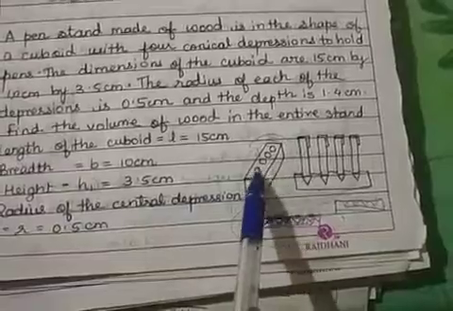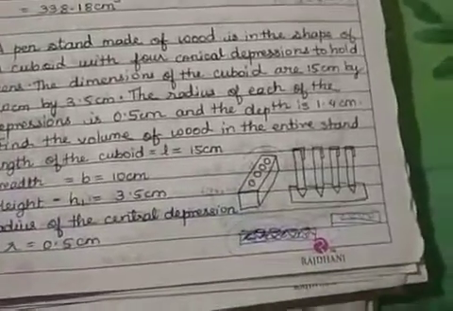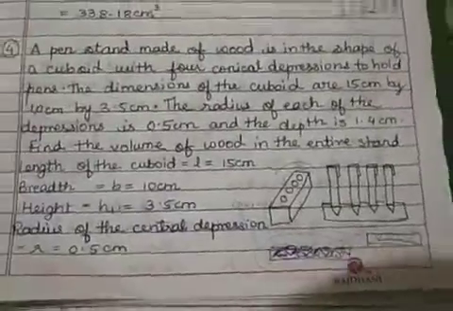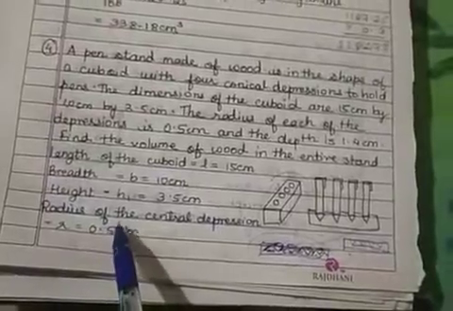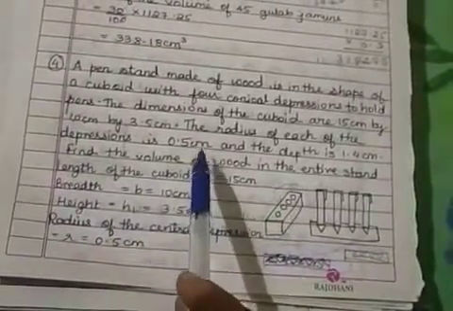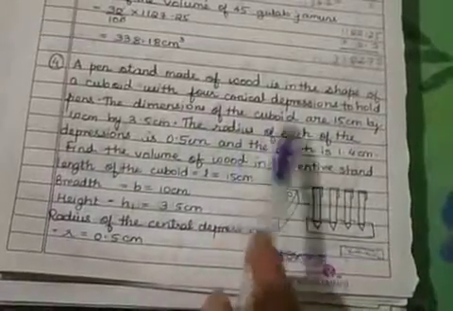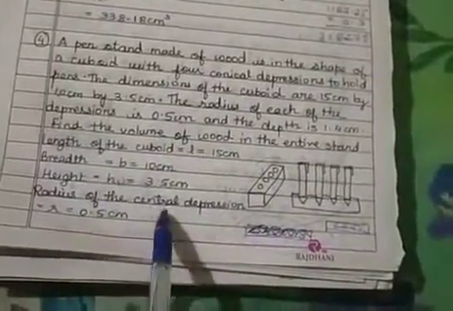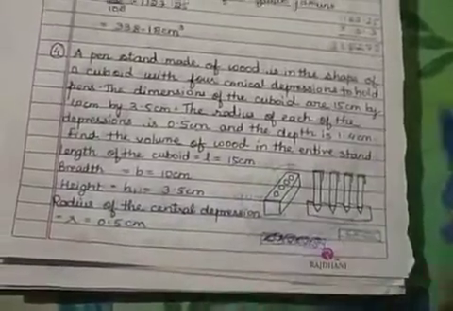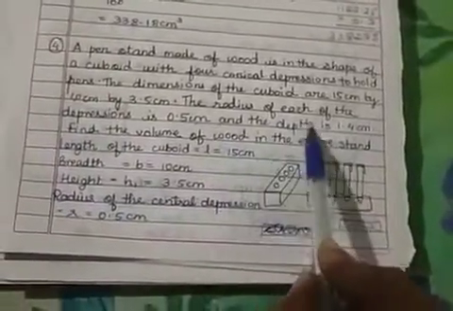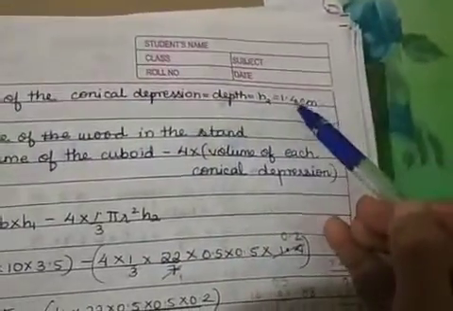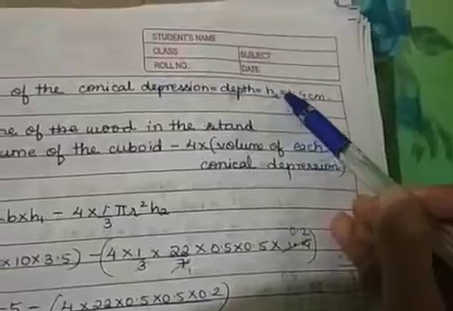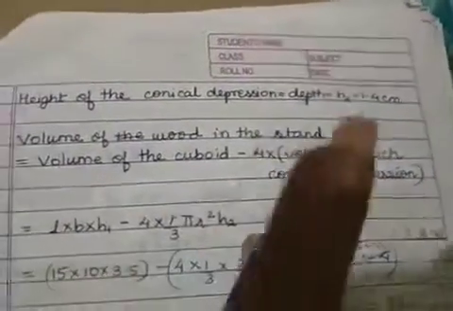Now let us see for the conical depressions. Now for a cone the formula is 1/3 pi r square h. So you need the radius and the height. Now what will be the radius? It is given that the radius of each of the depressions is 0.5. So radius of the depression will be 0.5, and what will be the height? Okay, height is the depth, correct? So depth is 1.4 centimeters. So we have here height of the conical depression, which is the same as depth, 1.4 centimeters, and let us denote it by H2. We are taking H1, H2 because there are 2 different heights.